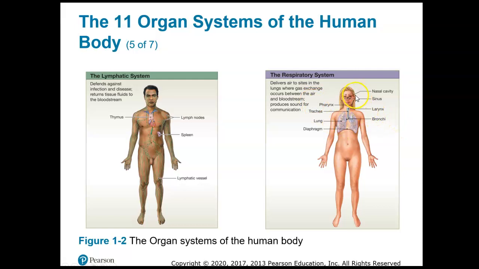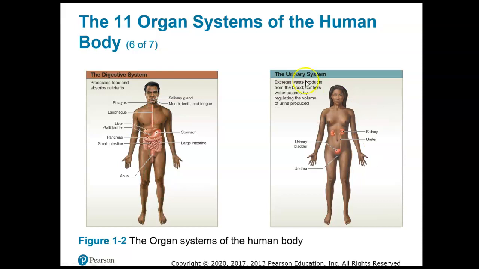And so that's going to include the nasal cavity, the sinuses, the pharynx, which is the throat, the larynx, which is the voice box, the trachea, which is our windpipe, and then the bronchi, the bronchioles, the lungs, the diaphragm, which is a muscle that helps in inhaling.